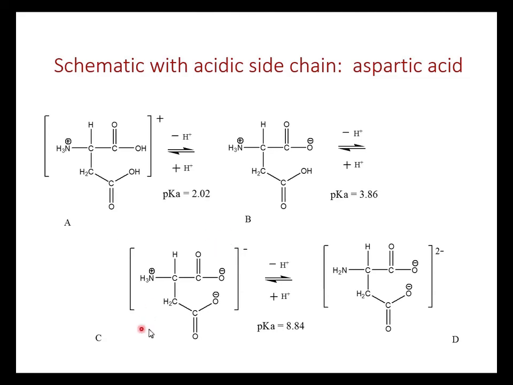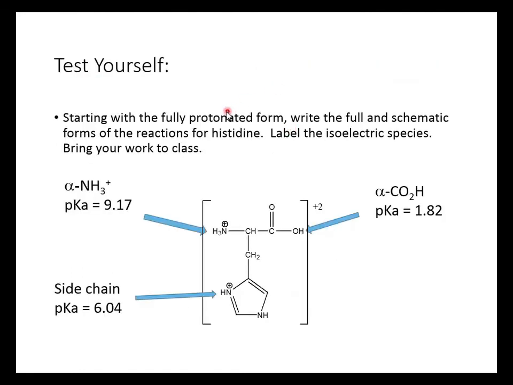A, B, C, D, and you should be able to identify that the neutral, even though there's a plus and a minus, the overall charge here is neutral, identifies B as the isoelectric species for aspartic acid. Go ahead and test yourself again with histidine. Label the isoelectric species, write those full and schematic forms of the reactions.